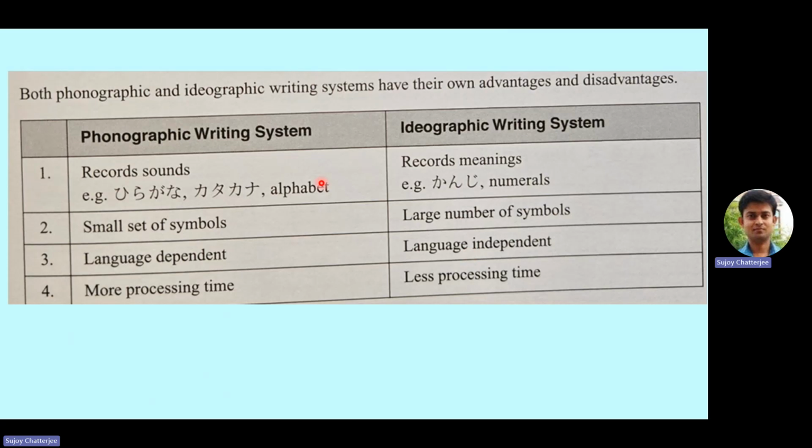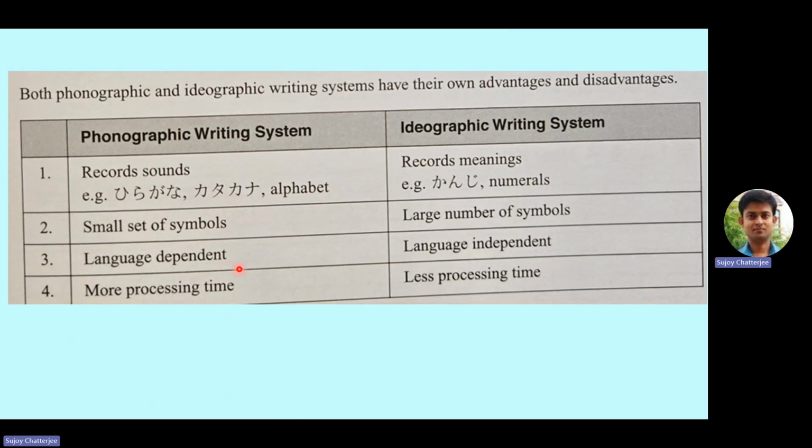So here the alphabets refer to the English alphabets, and the numerals refer to the English numerals like 0, 1, 2, 3, 4. So those are also symbols and ideograms. The phonographic writing system has a small set of symbols, but the ideographic system can have a very large number of symbols. The phonographic system is language dependent.